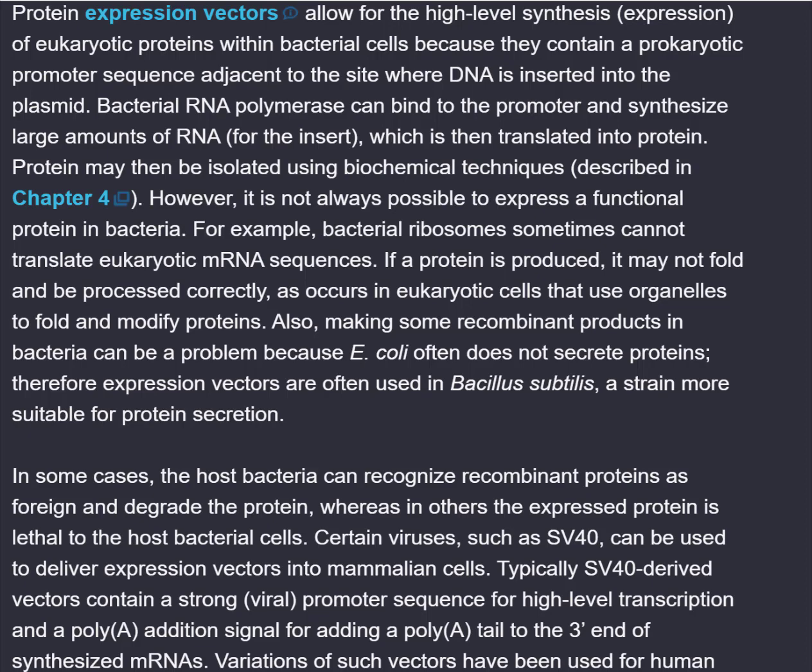However, it is not always possible to express a functional protein in bacteria. For example, bacterial ribosomes sometimes cannot translate eukaryotic mRNA sequences. If a protein is produced, it may not fold and be processed correctly, as occurs in eukaryotic cells that use organelles to fold and modify proteins. Also, making some recombinant products in bacteria can be a problem because E. coli often does not secrete proteins. Therefore expression vectors are often used in Bacillus subtilis, a strain more suitable for protein secretion.